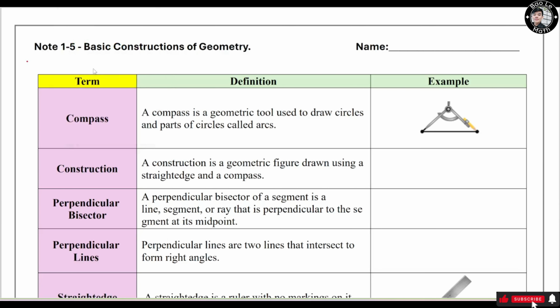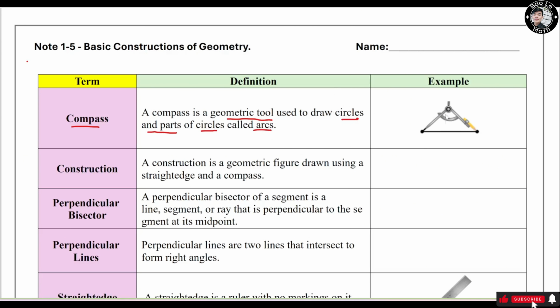Hello everyone, in this video we're going to explore the basic constructions of geometry. Alright, first we're going to talk about the compass. A compass is a geometric tool used to draw circles and parts of the circles called arcs.